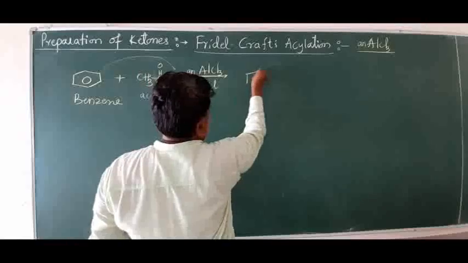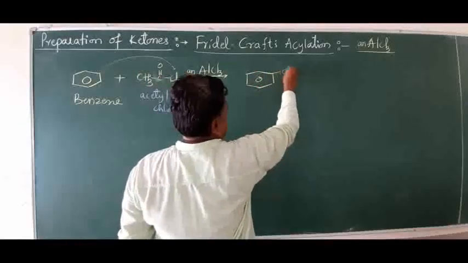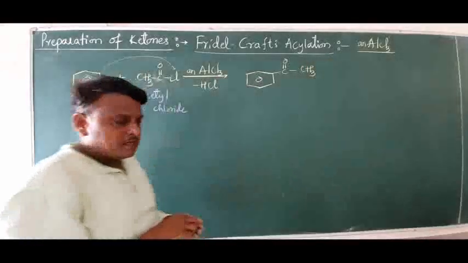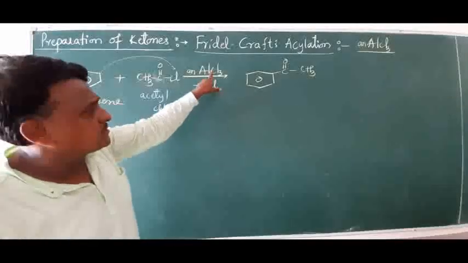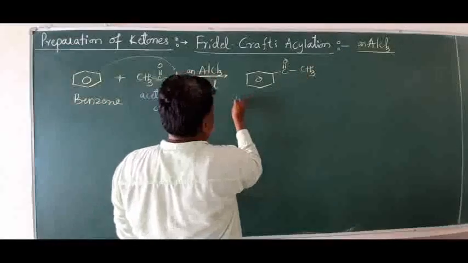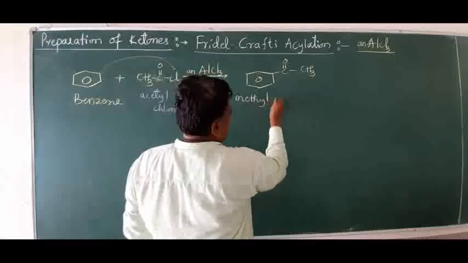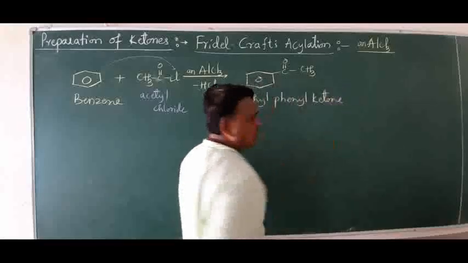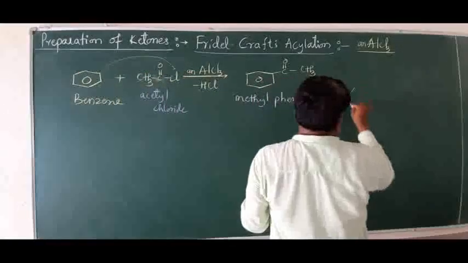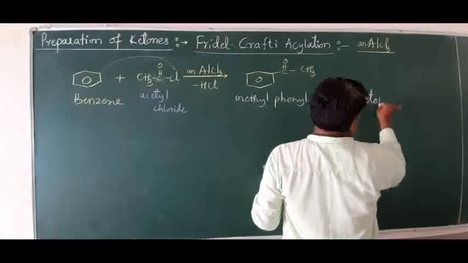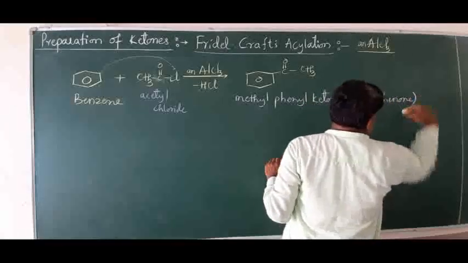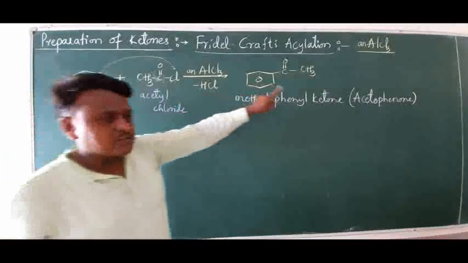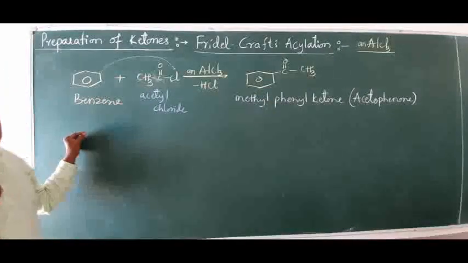What remains is benzene, with C double bond O, and CH3. Yes, benzene reacts with acetyl chloride in presence of anhydrous aluminum chloride to form this compound, methyl phenyl ketone. Commonly or commercially we know this compound as acetophenone. So this is very important, friends. When benzene reacts with acetyl chloride to form acetophenone, this is a preparation of aromatic ketones.